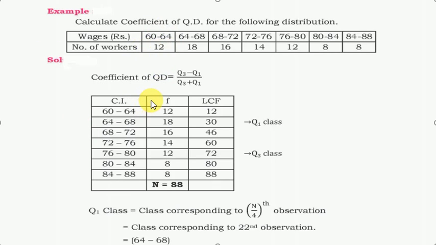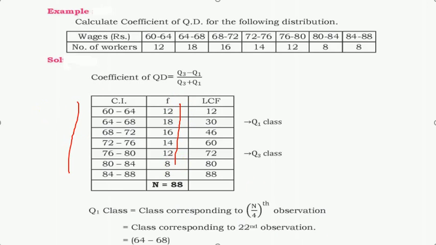Now, as you know, the coefficient of quartile deviation is Q3 minus Q1 divided by Q3 plus Q1. The problem is rewritten here, with all the wage classes and the frequencies.